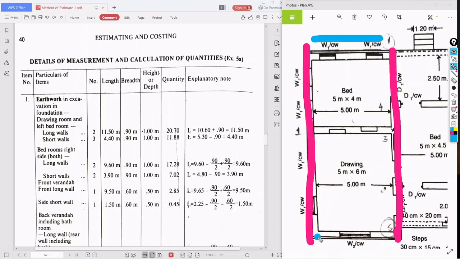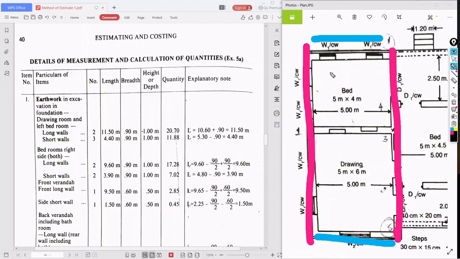So this part of the line with the pink is already excavated, and we need to excavate the blue line, right? So what is the center to center length of the wall? That is 5.30, right?